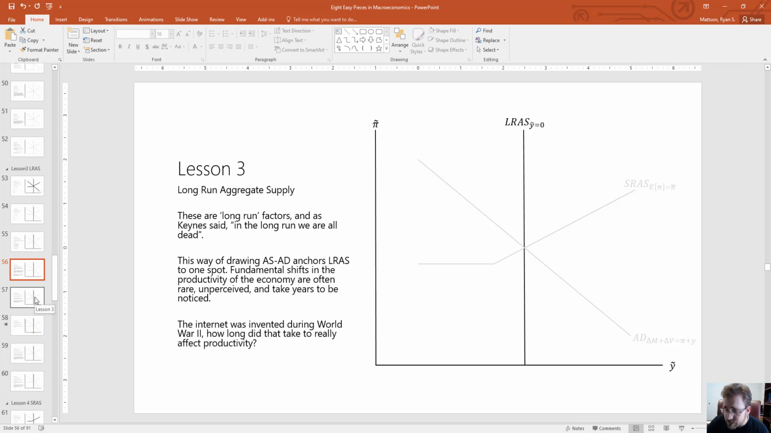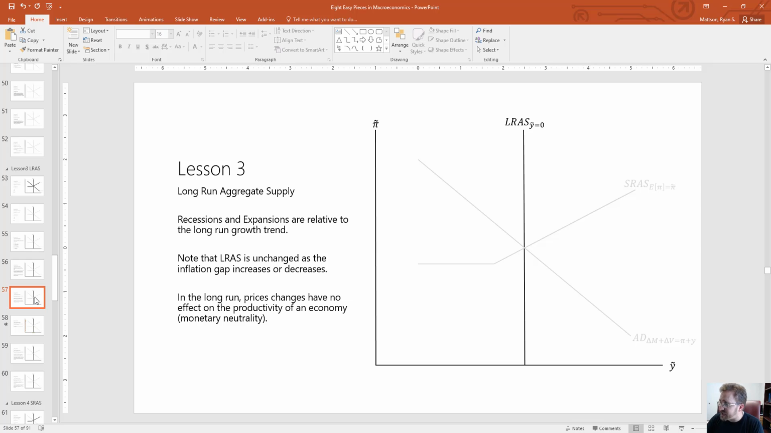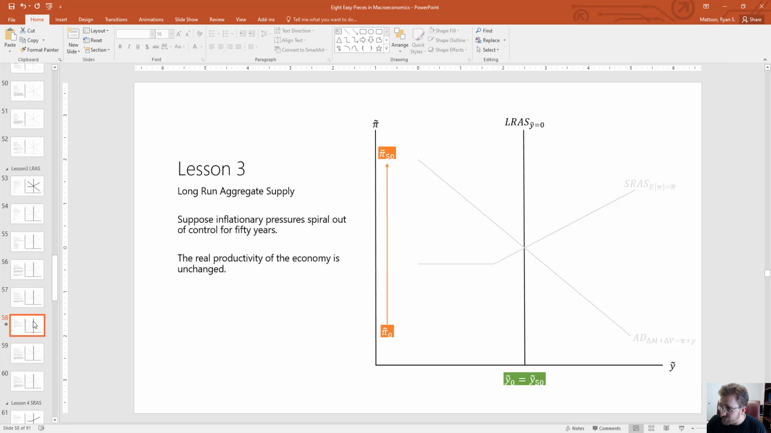But really all we're doing is we're grounding this aggregate supply to the trend. So recessions and expansions are going to be defined based on this trend. Remember, we have the output gap in that empirical data where we have this kind of zero line. This is where we have put this zero line. In the long run, price changes have no effect on the productivity of an economy. This is sometimes called monetary neutrality.